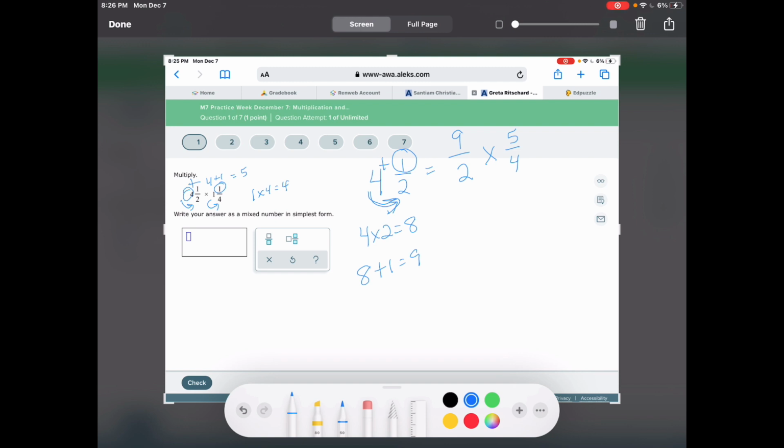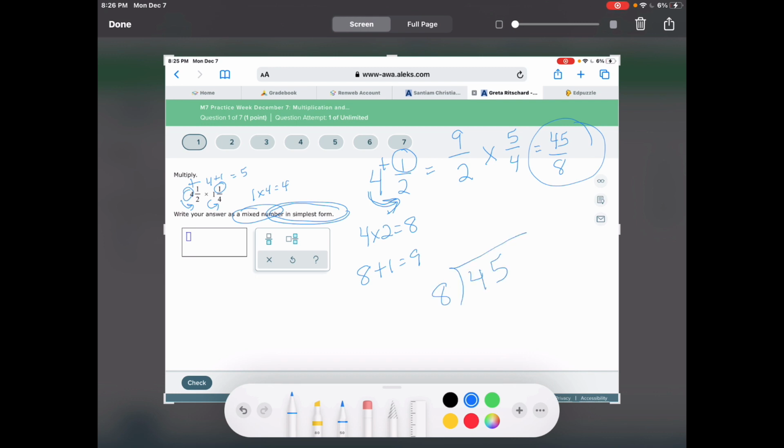All right, so now we're to the last lesson. And we can cancel if we can. I don't think we can do any canceling. So I'm just going to multiply here and I'm going to get 45 over 8. So that's a perfectly great answer, but just this time we're going to have to write it as a mixed number in simplest form. So what I need to do is say, how many times does 8 go into 45?